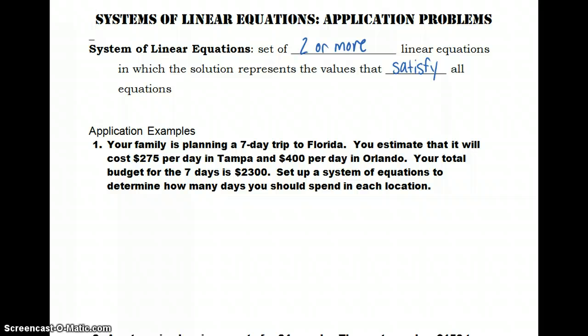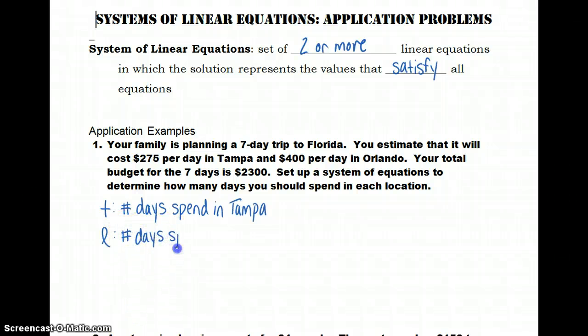Well, based on the question that's asked at the end of this problem, I can immediately tell what my variables will be. Those are the number of days I would spend in Tampa and the number of days that I'll spend in Orlando. So I'm going to let T be the number of days that I spend in Tampa. Then I'm going to use an L to represent the number of days that I spend in Orlando.